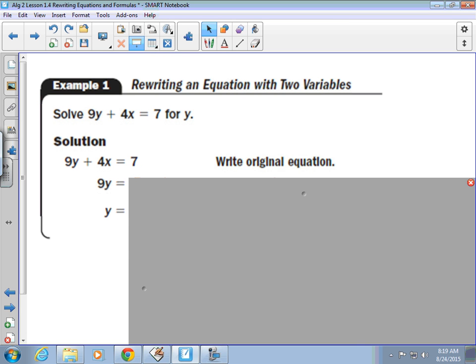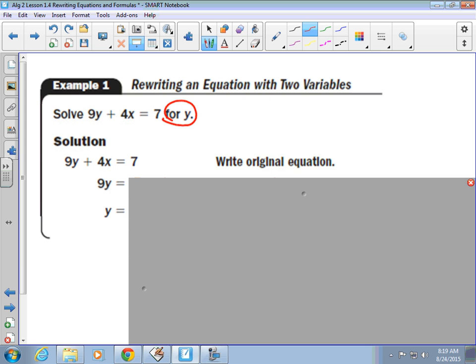Example number one is rewriting an equation with two variables. Solve 9y plus 4x is equal to 7. Solve for y. Anytime you see something written like that, and it says "for" something, or it has a semicolon after it, that's the one it wants you to solve for. So what it wants you to do is get y all by itself.